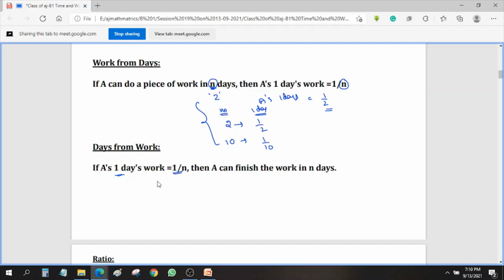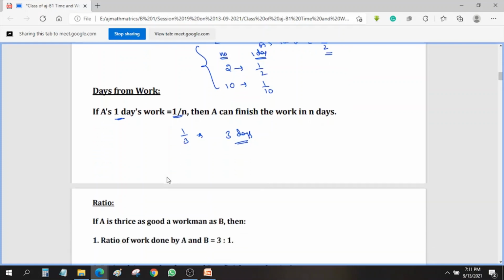In a few questions, it's given like A's 1 day's work is 1 by 2. Then how many days will it take? A's 1 day's work is 1 by 10. In how many days can A complete the work? If A's 1 day's work is 1 by 3, he will take 3 days to complete the work. This is one point you need to remember. So as of now, we have remembered one formula, that is the chain rule, which is M1 D1 E1 T1 by W1 equals M2 D2 E2 T2 by W2.